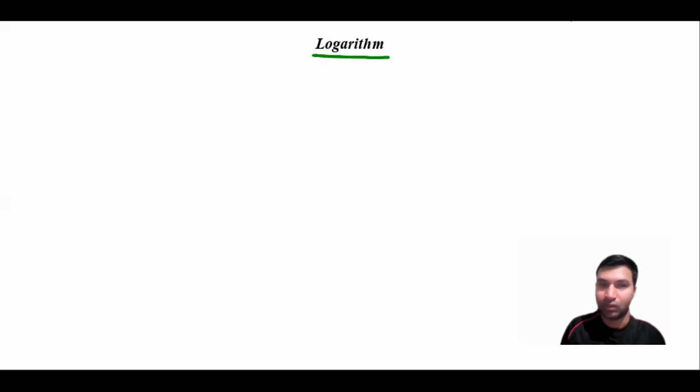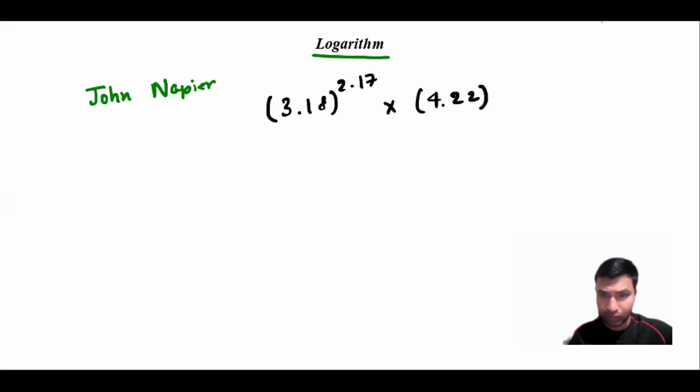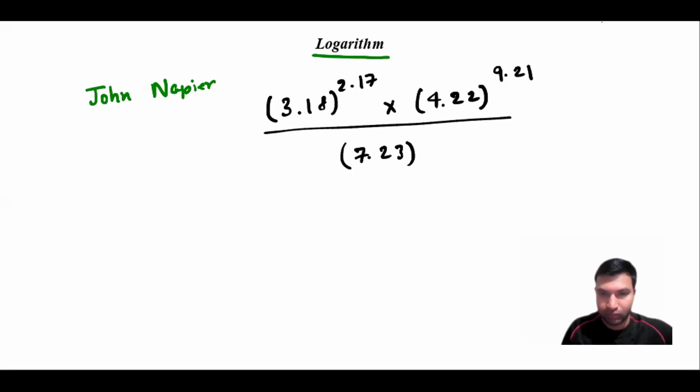Now, what exactly is this logarithm? Basically, this tool was invented by John Napier. He was a mathematician who invented this, and the reason he invented this is, let me take an example. Suppose I give you a weird multiplication like this: 3.18 to the power 2.17 multiplied by 4.22 to the power of 9.21, the whole thing divided by 7.23 to the power of 8.92, something like this, right?